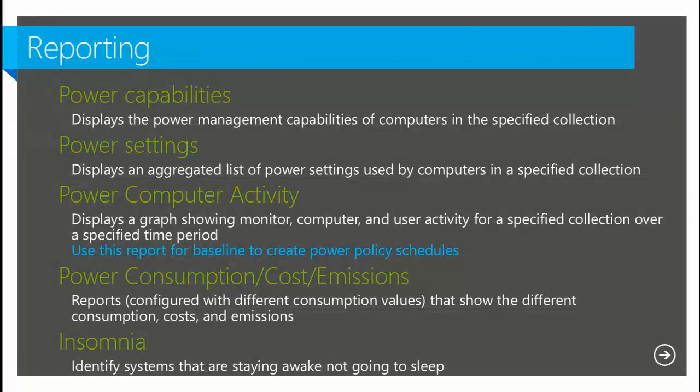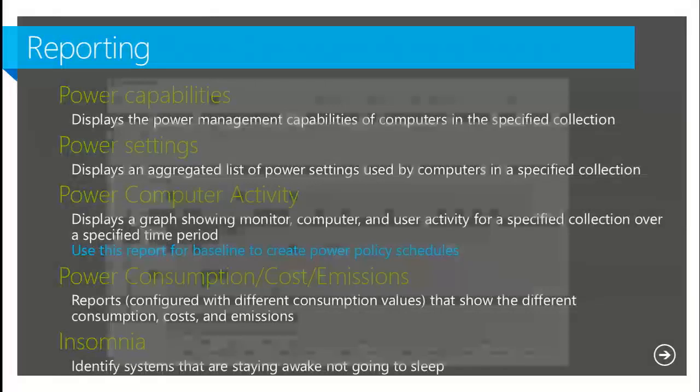And insomnia, it's going to identify systems. We're going to talk about insomnia in a second. Insomnia is a condition where machines don't go to sleep, and this report gives you a list of machines that don't go to sleep. It's useful to understand which machines aren't going to sleep, but as an example, the wake on LAN proxy keeping machines awake, those are going to be considered insomnia because they're not going to sleep. So this report gives you all those lists of machines to reference.